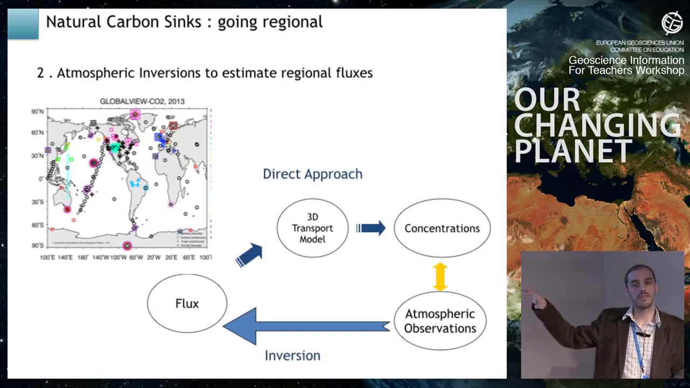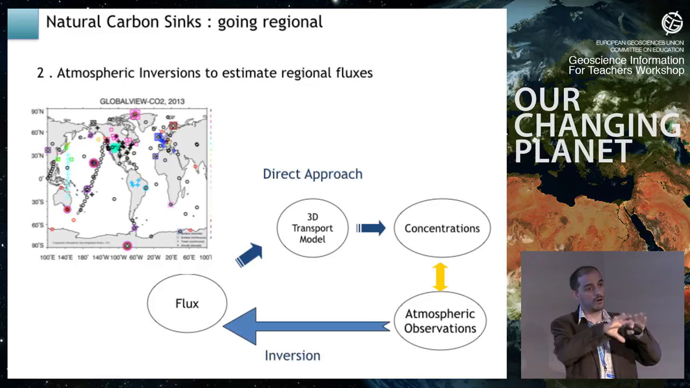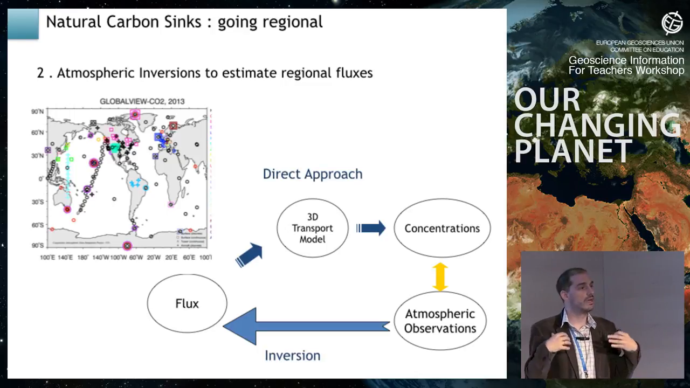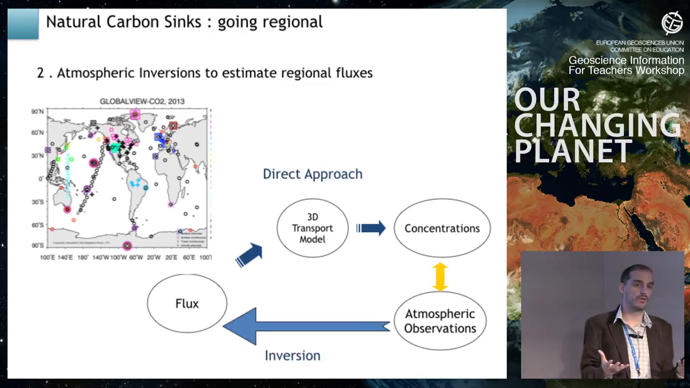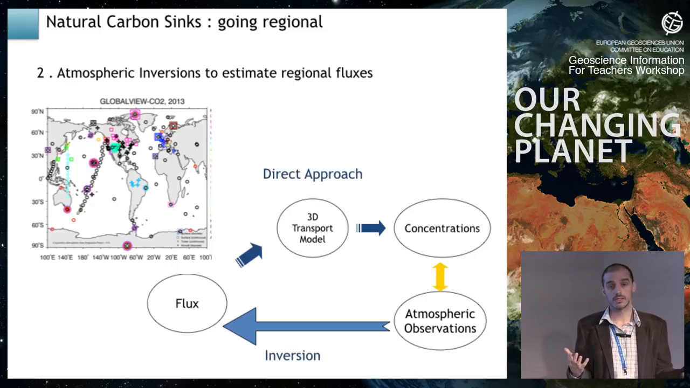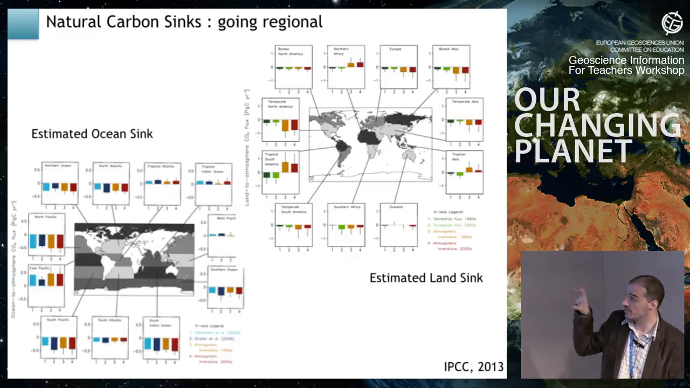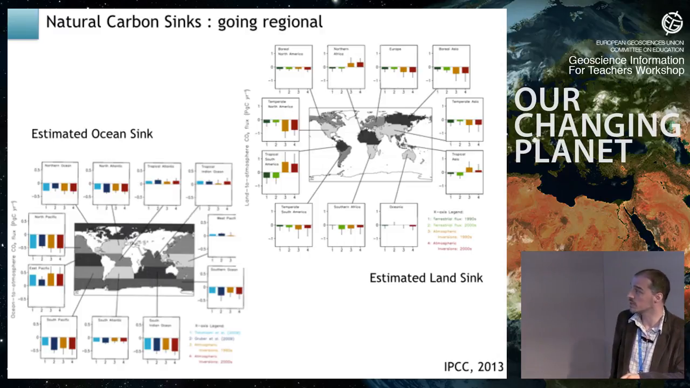So with these kinds of methods, you can reconstruct fluxes over the ocean, but over the land, regionally, in big regions, or even now in smaller and smaller regions. So we have now a more detailed view of the global carbon sinks at the regional scale. We won't go into details, but you have these figures in the last IPCC reports. So you have estimated land sink in different big regions of the world here, and estimated ocean sink also in big regions of the ocean.